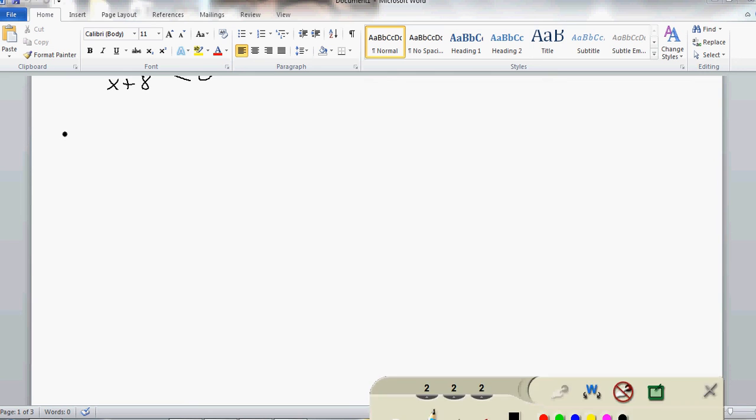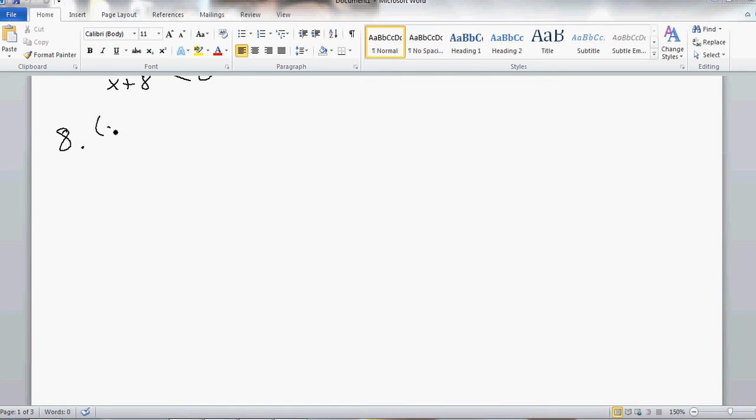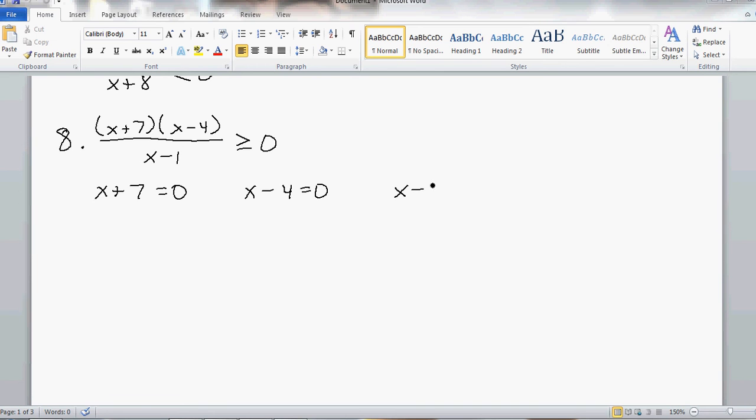Number 8. x plus 7 times x minus 4, all over x minus 1, is greater than or equal to 0. So it's real nice. It's greater than or equal to 0 already, so we don't have anything special to do. We just have to set each one of those equal to 0 to find all of the important points. So x will equal 1, x will equal 4, or x will equal negative 7.